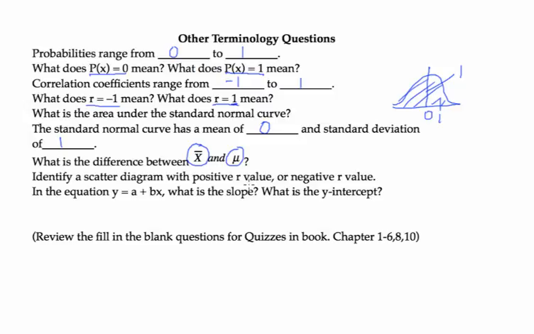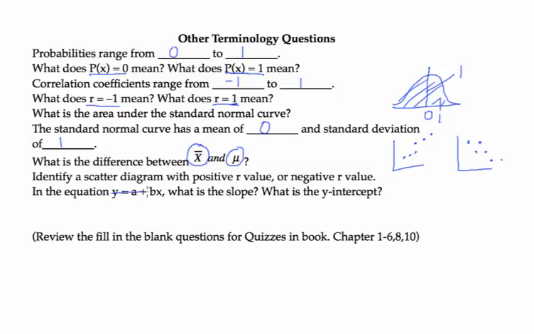A scatter diagram with a positive R value would have data values that go uphill from left to right. As the x values go up, the y values go up. A negative r value would be a scatter plot where the dots go downhill from left to right. Or as the x values go up, the y values go down.